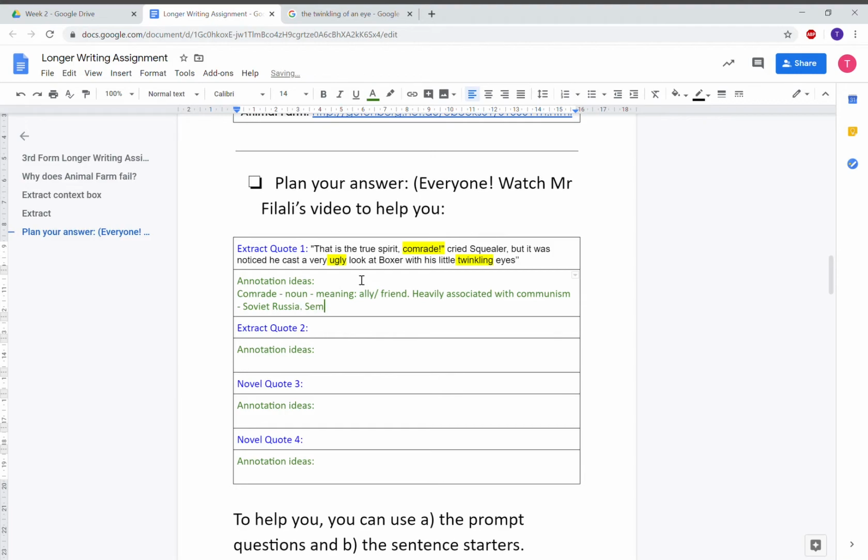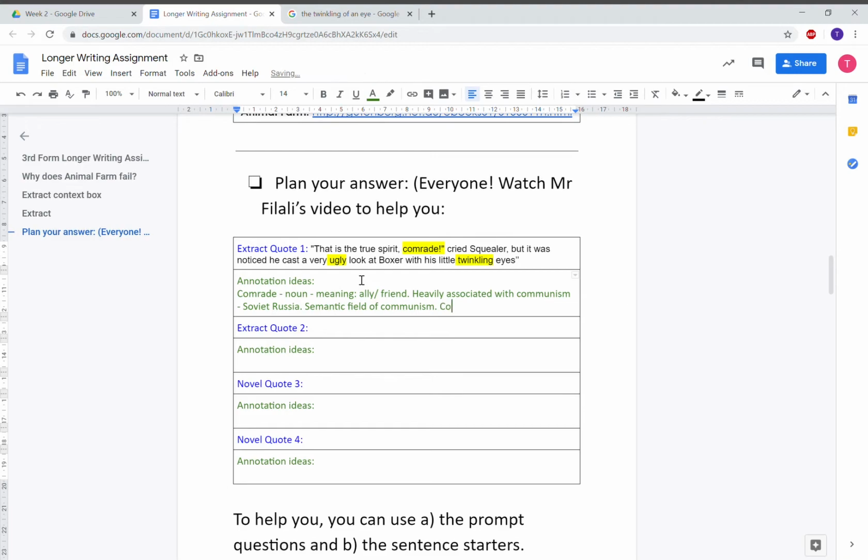Remember that Animal Farm is an allegory for Soviet Russia, but the word comrade is in the semantic field of communism. For those of you who can't remember what a semantic field is, you may have touched upon this technique when we did poetry. Semantic fields are essentially words that we associate with a particular theme or idea. For example, the semantic field of war would be words like soldier, trench, death, ally, whereas the word comrade is very much in the semantic field of communism, okay?